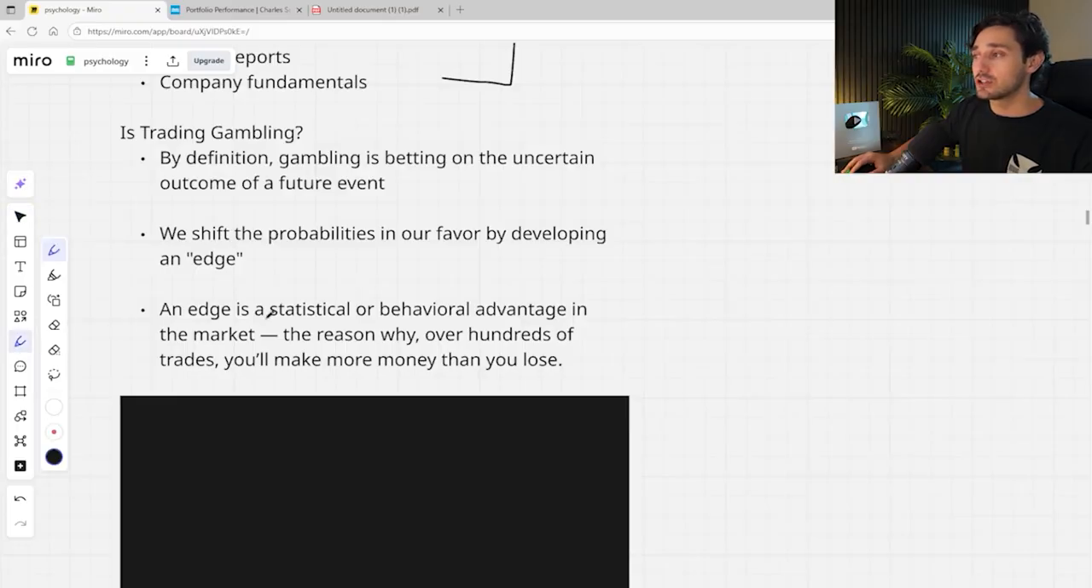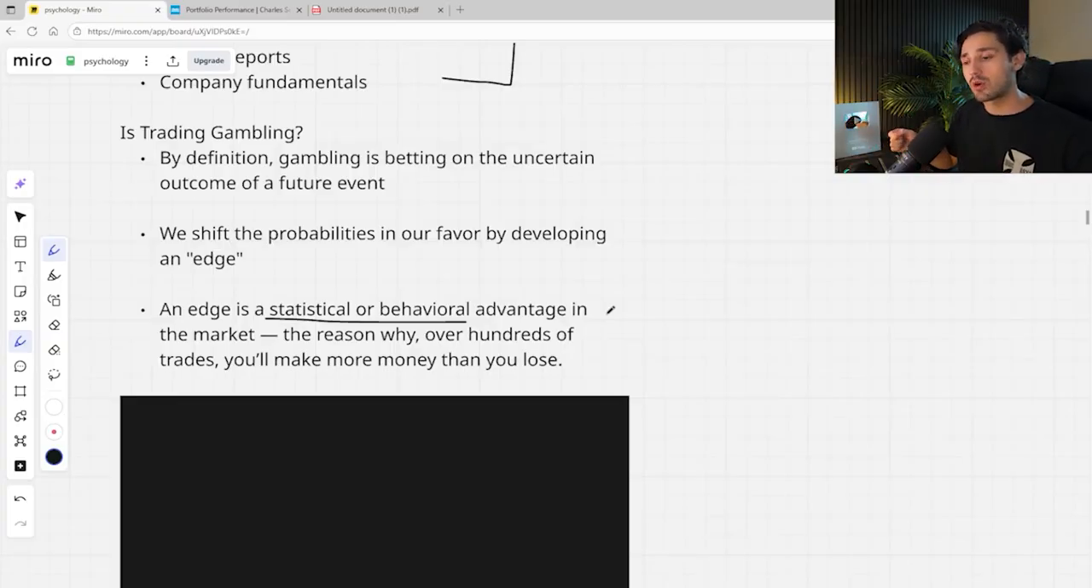That is a statistical or behavioral advantage in the market. An edge is an advantage. It's something that makes you better than other traders who are unprofitable. It's the reason why over hundreds of trades, you're going to make more money than you lose. You have to understand that an edge, a statistical advantage, is played out not over 5 or 10 trades. It's played out over thousands of trades.